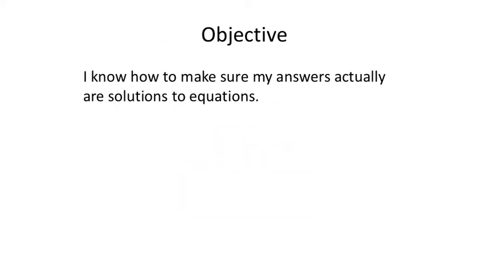There's our objective for the day then. And I know how to make sure my answers actually are solutions to equations. That's exactly what we did on the last part of that bell work problem, okay? So all you're going to do is replace whatever value you find for x, or whatever the variable is, in the equation with the number, and then you check for truthfulness. That is all. Take 30 seconds to copy this down, please.